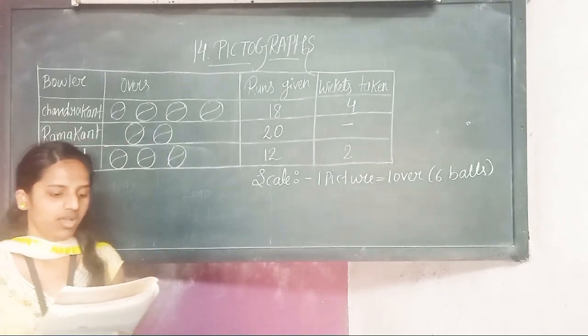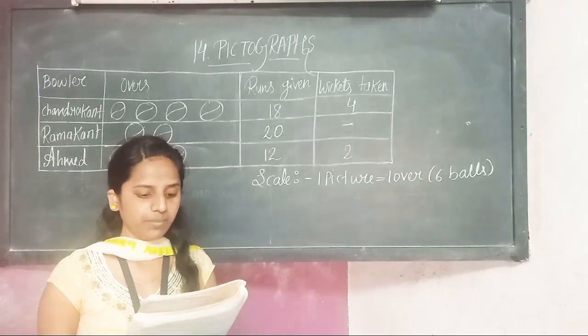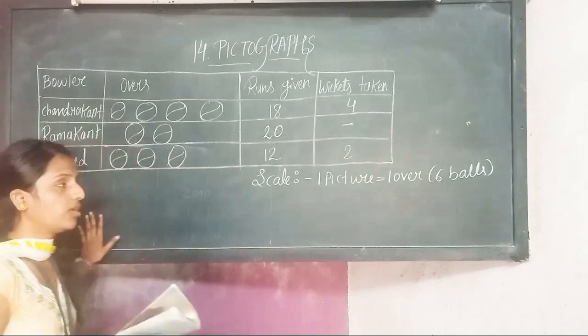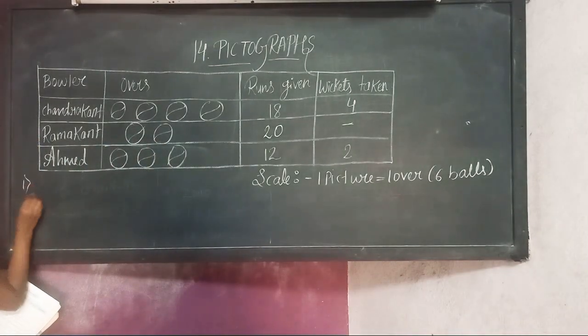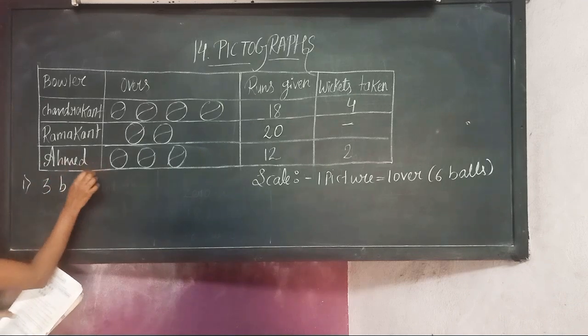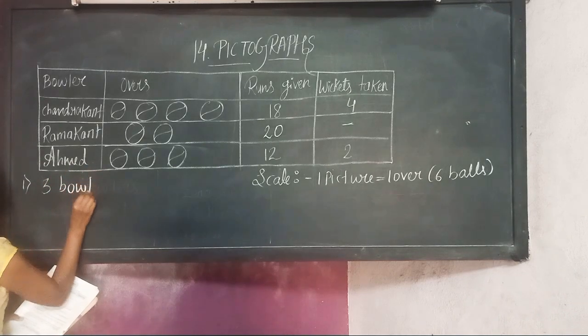Just see the question. About how many bowlers does the table give information? Here how many bowlers are there? 3 bowlers. So the answer for the first question is, this table gives information of 3 bowlers.